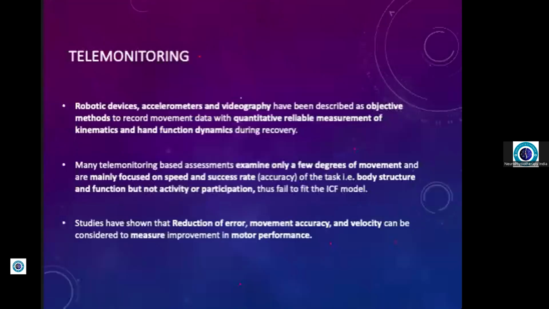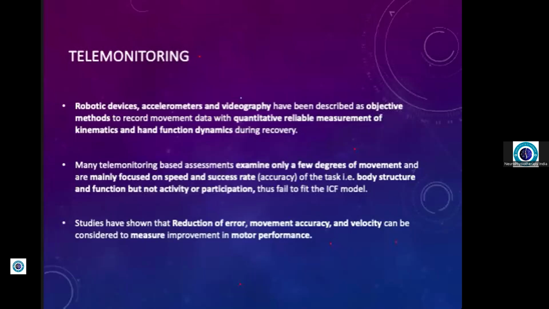So before we discuss different objective outcome measures, I just wanted to quickly talk about what telemonitoring really is, because I feel like there's a lot of confusion around it. So what exactly is telemonitoring then? It is, by definition, the use of objective, quantifiable outcome measures for remote assessments.